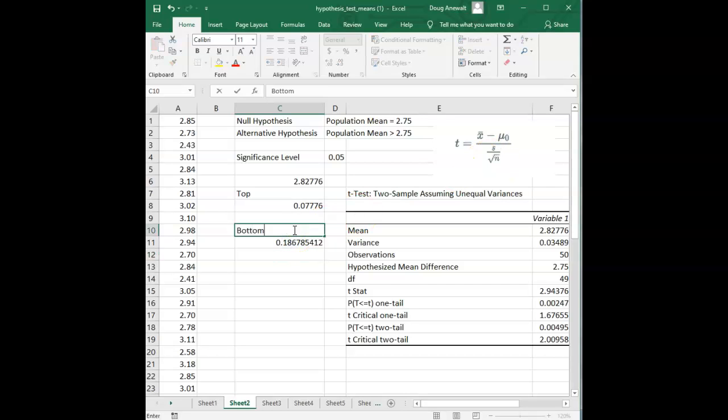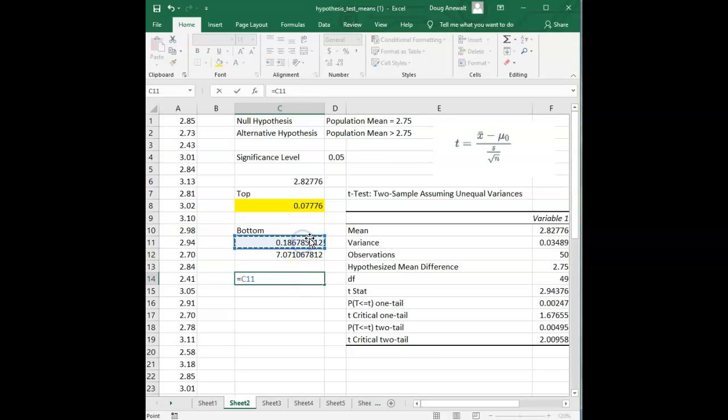So let me write out here that I'm doing the bottom calculation here. This is the value I got on top, x bar minus my population mean. And on bottom, I have the sample standard deviation divided by the square root of the sample size. So let me take square root of 50. I have 50 pieces of data here in my sample. I need to take that sample standard deviation and divide by the square root of the sample size. So let me do that.